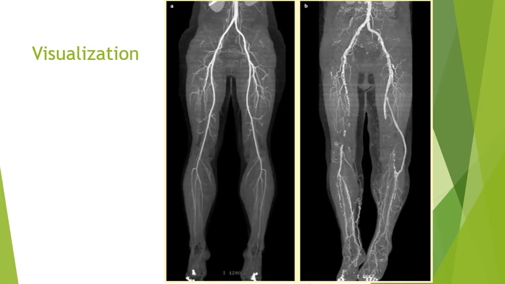Here we have a normal CTA runoff exam on the left. As you can see, the vessels of the leg are filled with contrast throughout the leg. The vessels also have a consistently smooth appearance. In abnormal CTA, as seen on the right, the vessels can take on a rougher appearance. There can even be blockages that prevent the contrast from moving through the vessels to the rest of the legs.